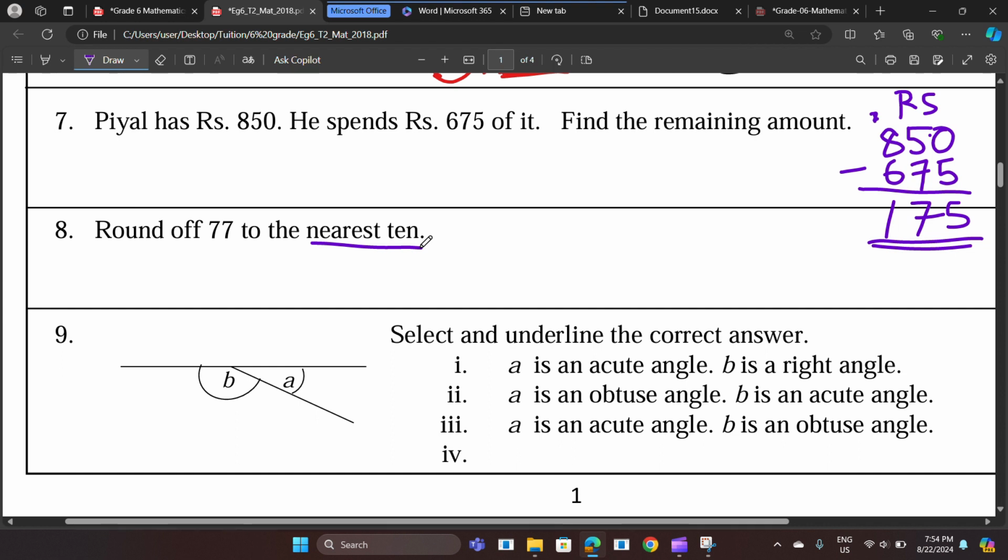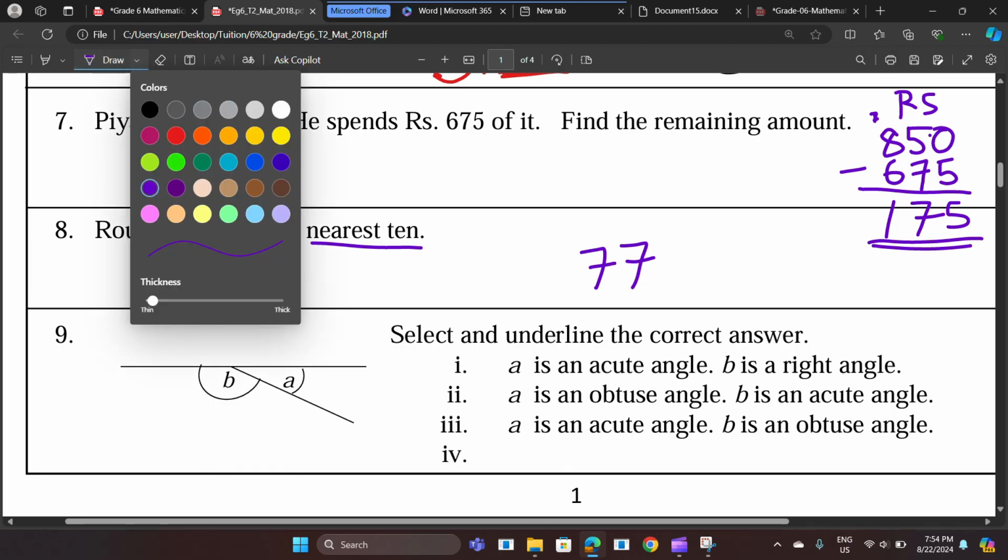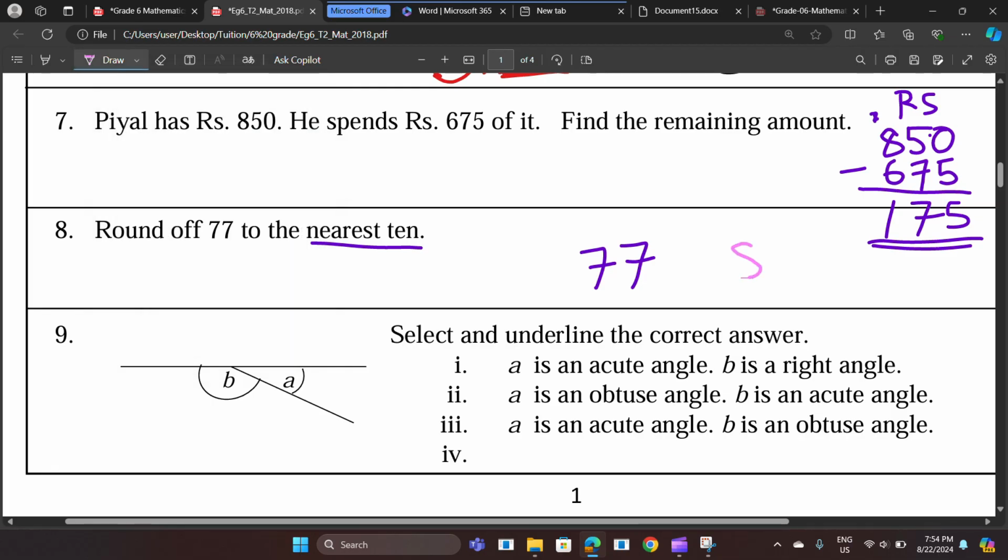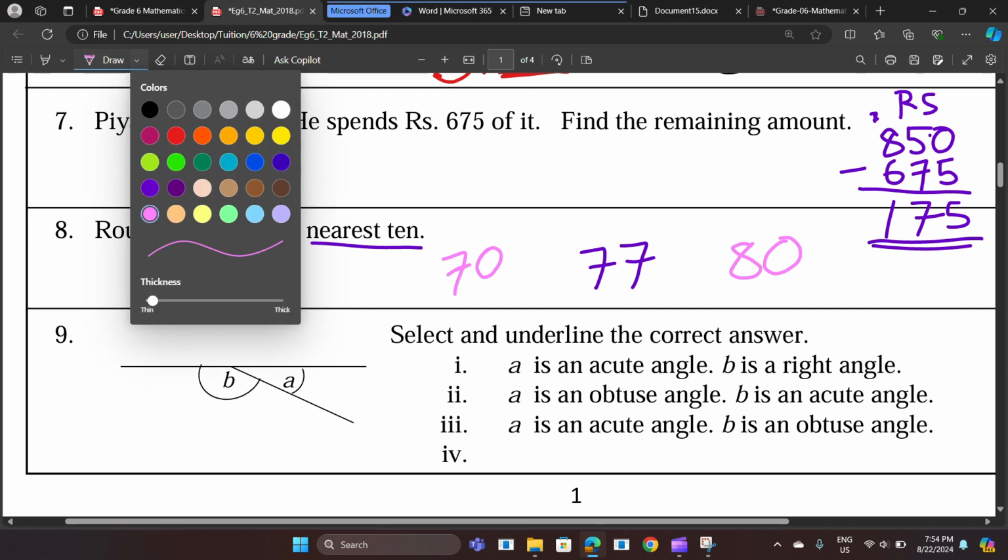Okay, let's write the number. 77 is here. And what is the next multiple of 10 near 77? It is 80, you know. And before 77, there is 70. We have to choose between these 70 and 80. What is the correct answer? We have to choose that.